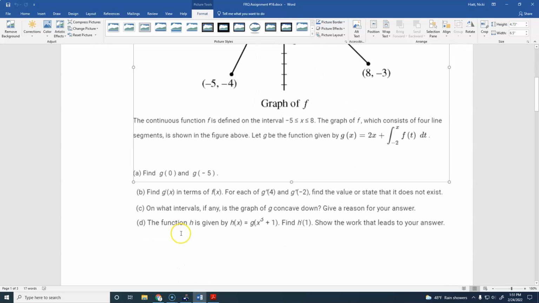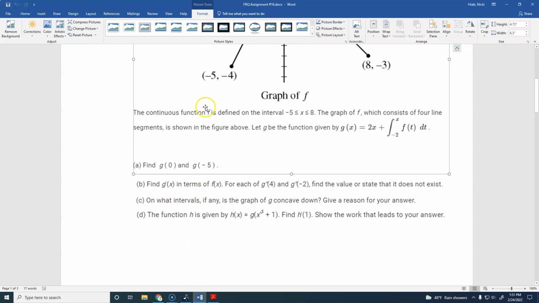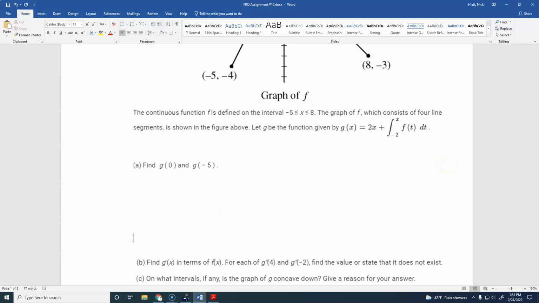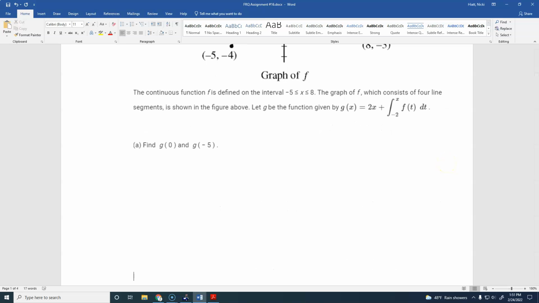So, for this first part, we've got this function. This is the graph of f. It consists of 4 line segments, and then it gives you the function g, which is this integral defined function. So, whenever we are doing this part here, let me give myself some room to write.